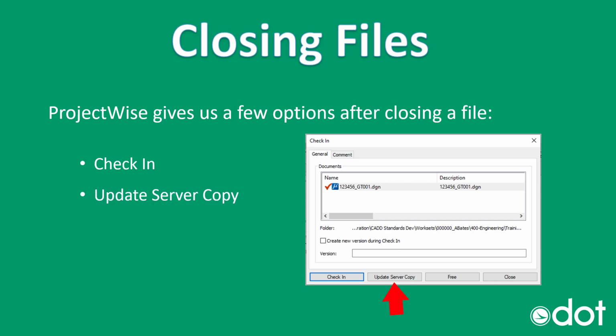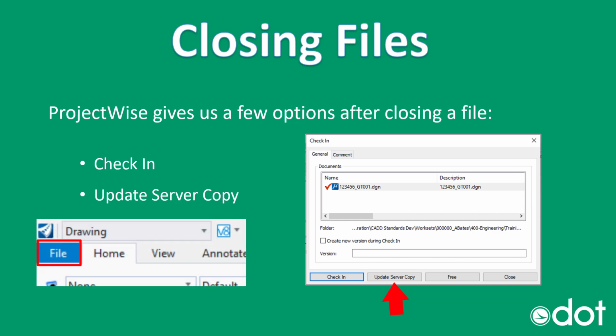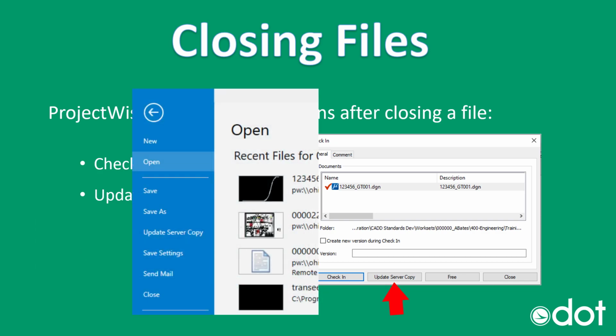Next we have update server copy. What this entails is it updates any of the changes to ProjectWise but keeps the file checked out to you. This can also be accessed within ORD, within the file drop down, the backstage, and then you'll see there that we'll have update server copy.